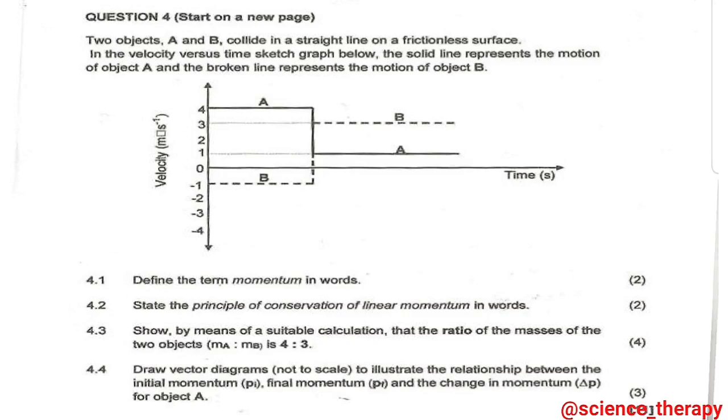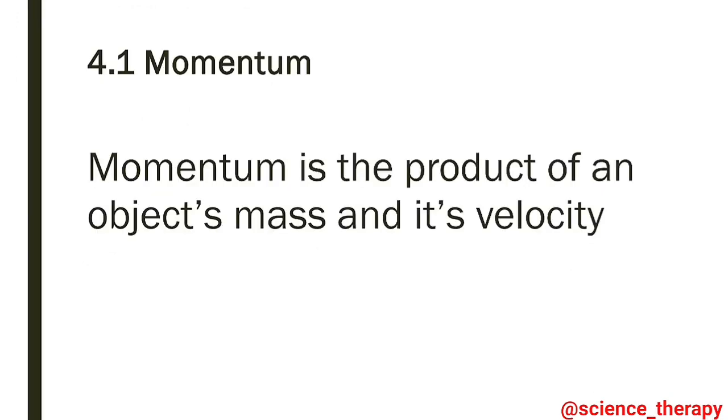So now you know the strategy. We said you check and see if there are any definitions, and if there are, you just quickly run to them and deal with the definitions before you forget them. So we are given 4.1. It says define the term momentum in words. Let's check that. What is it? We say momentum is the product of an object's mass and its velocity.